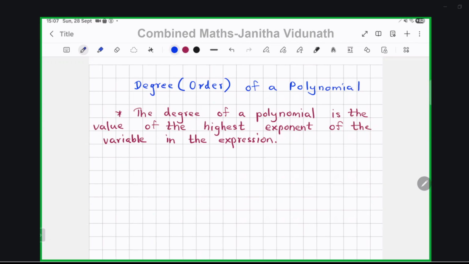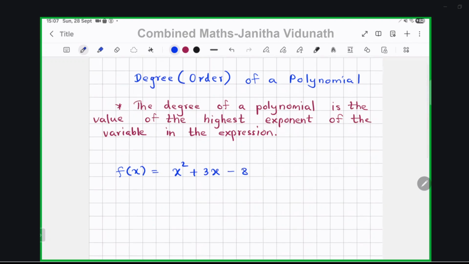Okay. Now I will explain what is called degree. Let's get an example: f(x) equal to x square plus 3x minus 8. We already know how to identify a polynomial function. Now this is a polynomial function, and we need to find the degree of the function. Here the variable is x. x is our variable of this polynomial function.